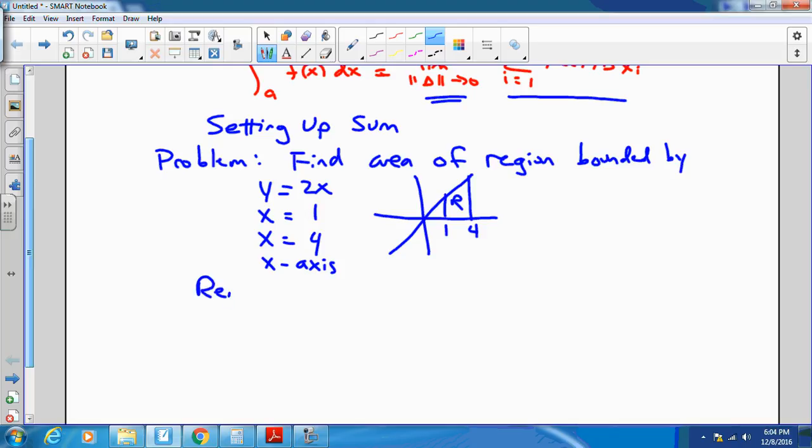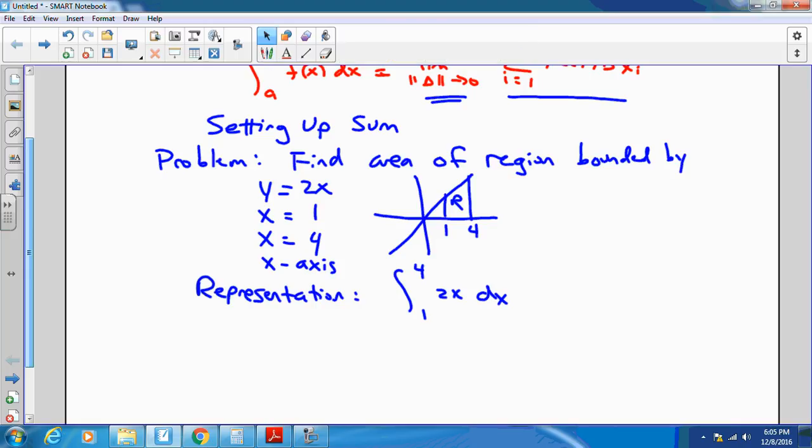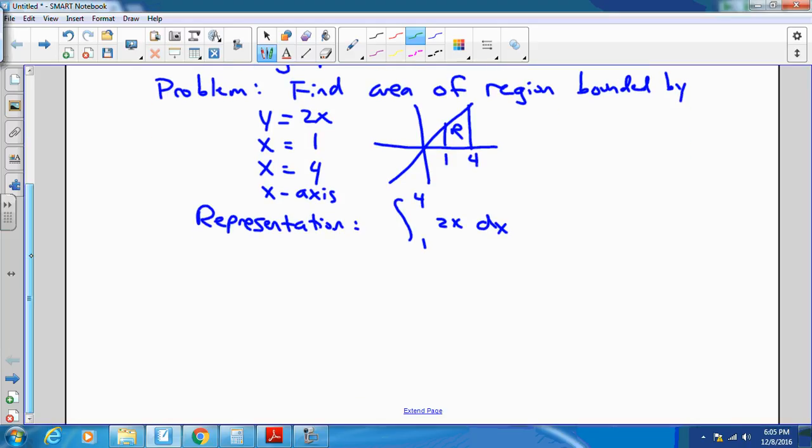So we can represent that area as a definite integral, the integral from 1 to 4 of 2x dx. So that's all well and good, and now how do we actually compute it? To do that, first of all, we're going to set up the Riemann sum. And in setting up the Riemann sum, we need to choose the delta x, really a partitioning scheme.